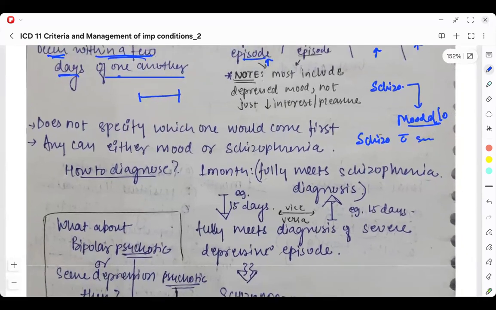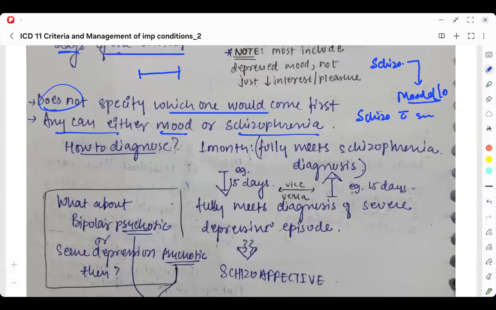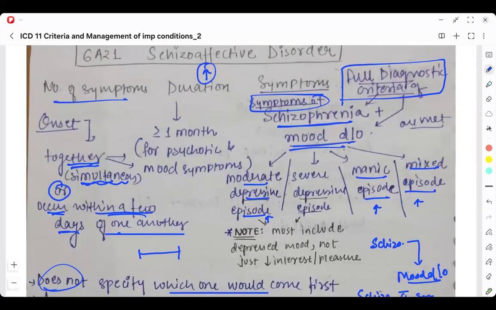Okay, so it does not matter which comes first. It can be either mood or schizophrenia, it doesn't matter. That means the symptoms for schizophrenia need to be present for 1 month. So the total duration needs to be 1 month.